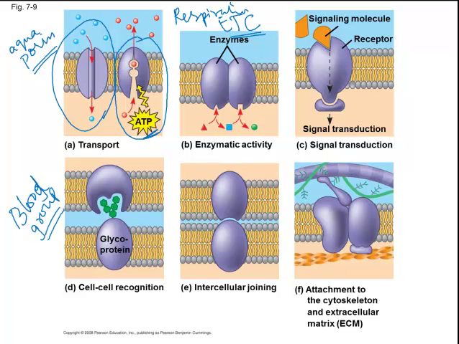And lastly, there are proteins which are responsible for attachment of the cytoskeleton and the extracellular matrix. So the cytoskeleton can be attached to the proteins, and the protein can also recognize the extracellular matrix which is present and hold it together, and hold everything together per se.